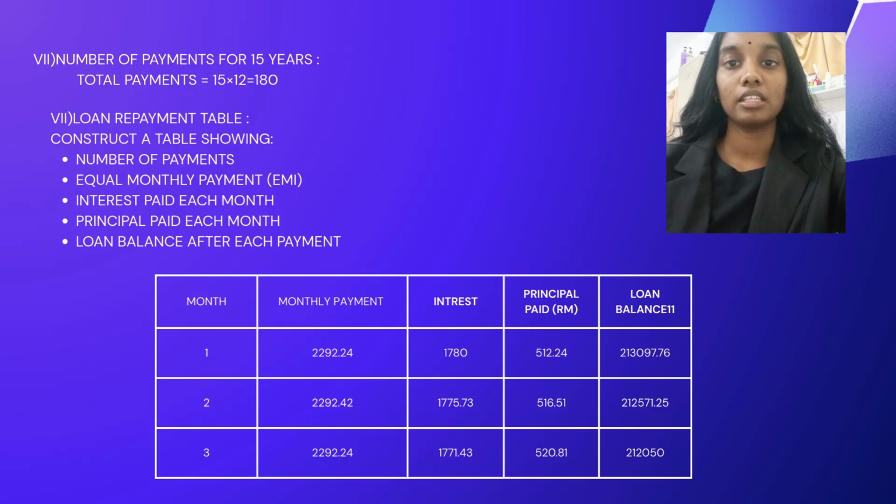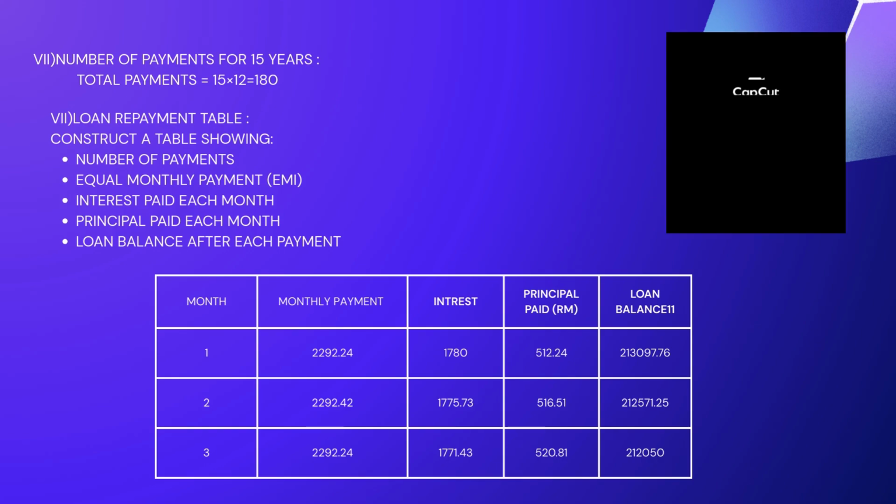21271.25. In the third month, the same process happens again. The interest is 1,771.43. The principal payment is RM 520 ringgit 81 cents and the new loan balance becomes RM 2012 ringgit 50 cents. As you can see, every month the interest gets a little smaller, the principal repayment gets a little bigger, and the loan balance keeps decreasing until it is fully paid off at the end of 180 months.